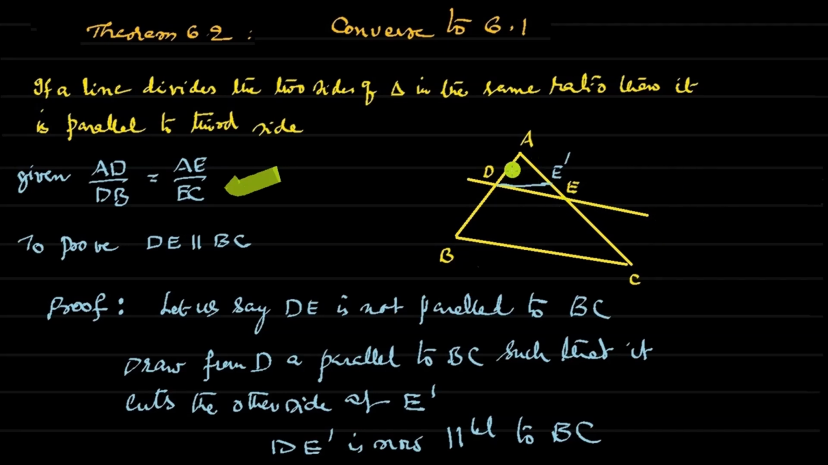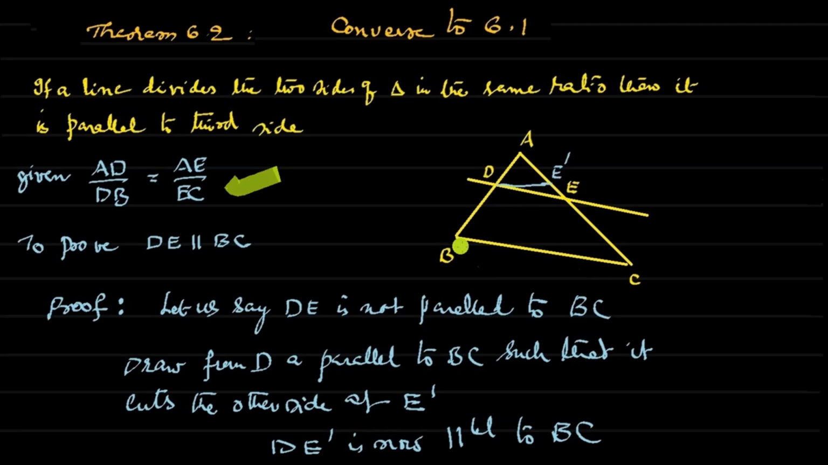Suppose AD by DB equal to AE by EC, that is given, and you join DE. If this is not parallel to BC, draw a parallel here, that white line, DE dash, to BC. Now BC is parallel to DE dash, not DE. We are assuming DE is not parallel, so we drew DE dash. So DE dash is parallel to BC.